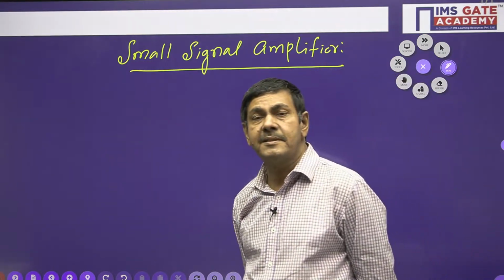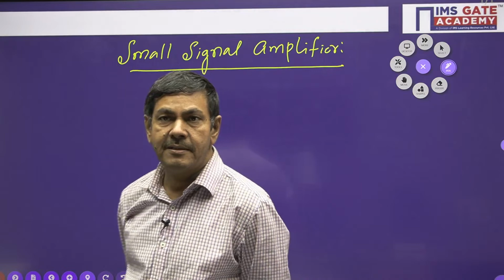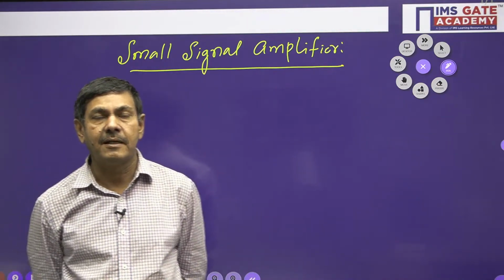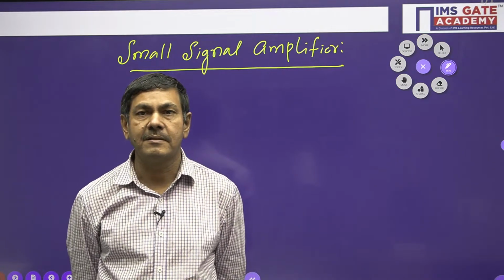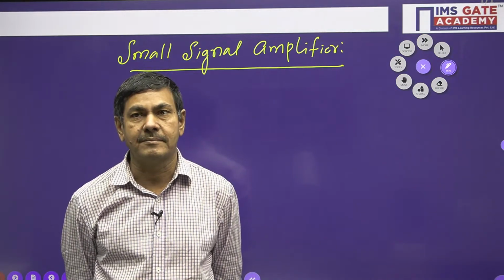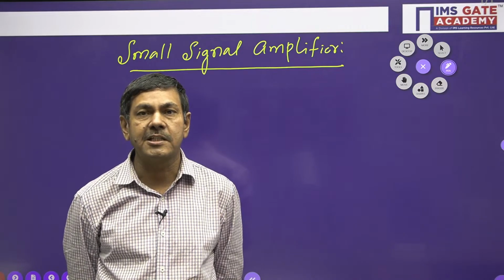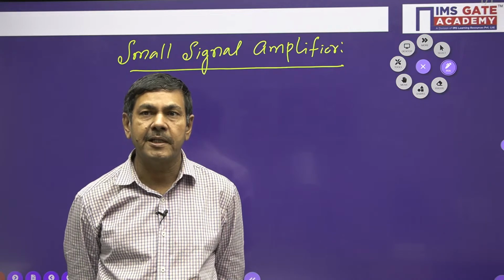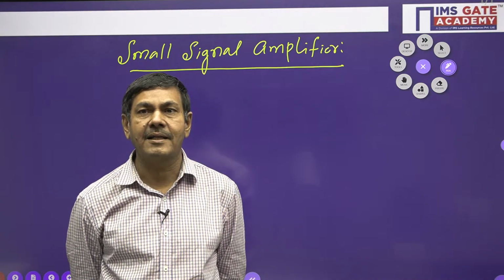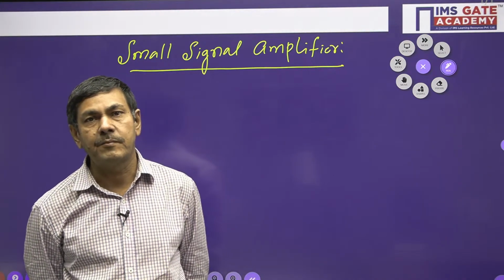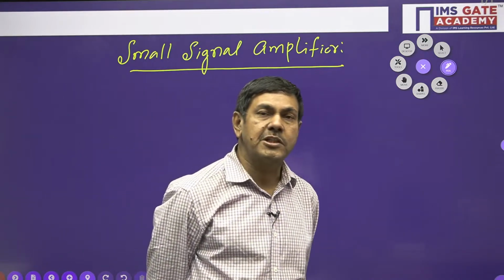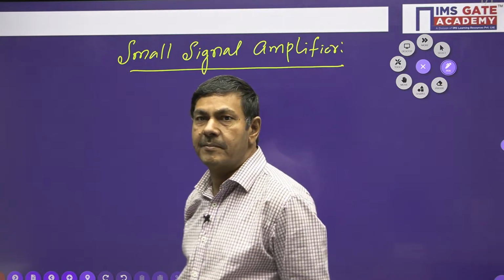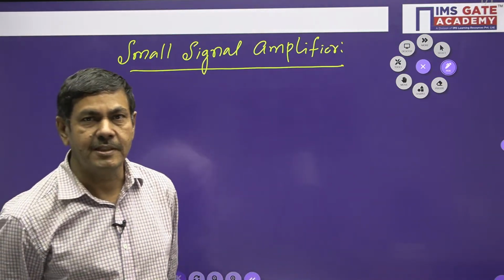One is nothing but H parameter model. Second one is approximate H model. Third one is RE model. The fourth one is R-pi model. By using these models, you can determine the input impedance or output impedance or voltage gain or current gain. Any one of the parameters we can find. In the GATE, mostly we can expect voltage gain. How to find out the voltage gain from the given network, you will see now.